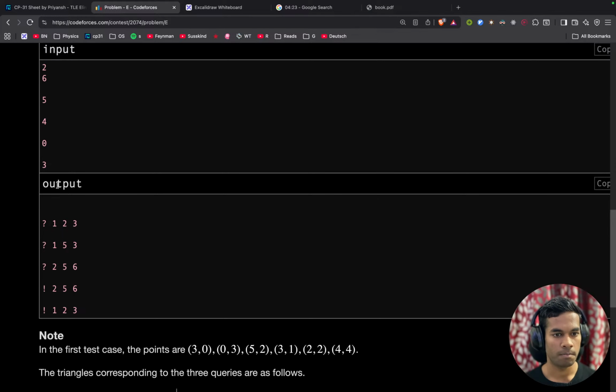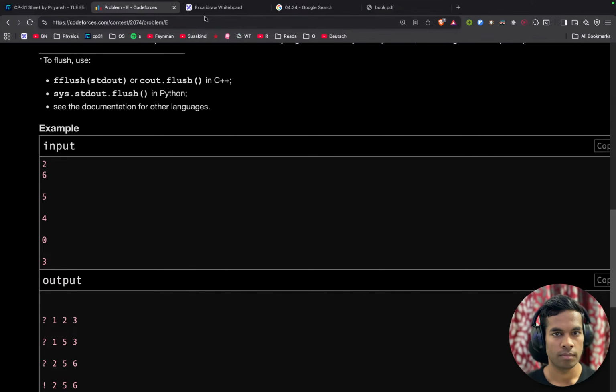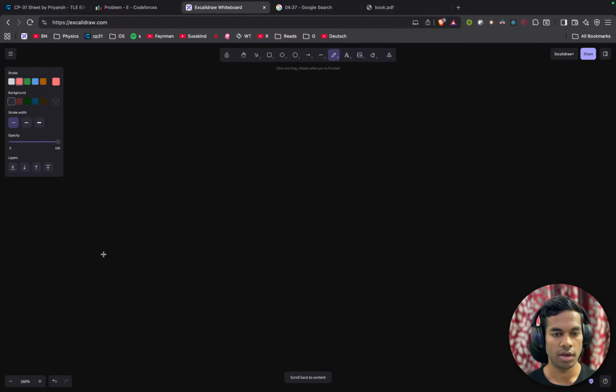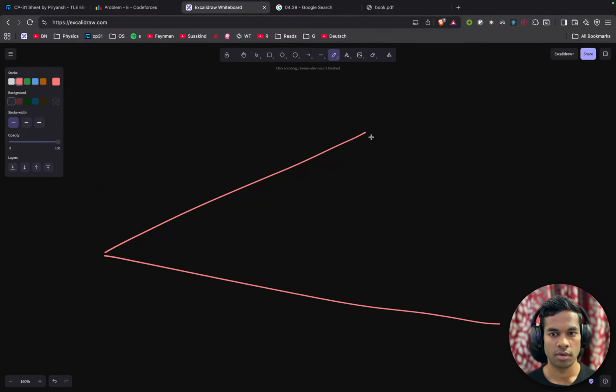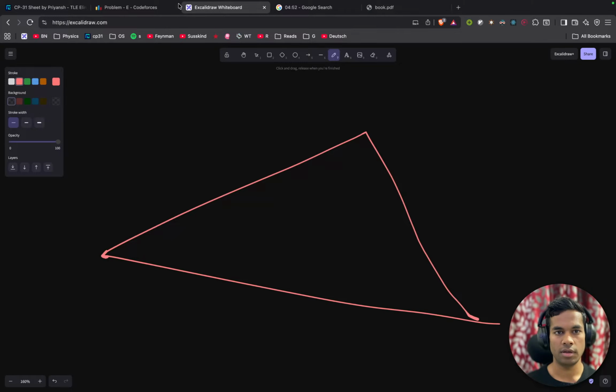Six points. We choose 1, 2, and 3. Okay, it gave us 5. That point number 5 is in the middle. We are only dealing with indexes. We have at max 15,000 points and we cannot do more than 75 queries.